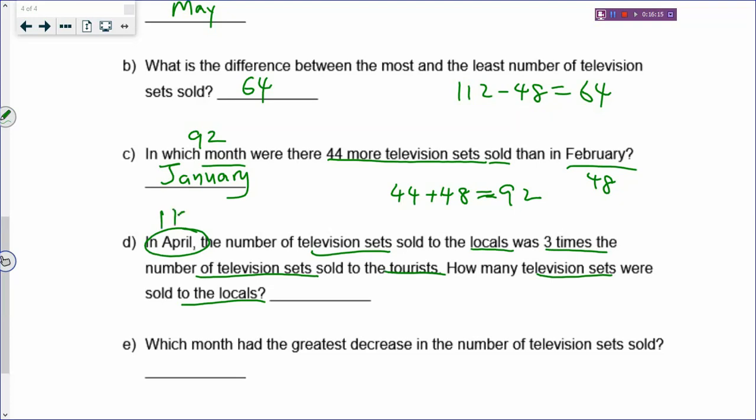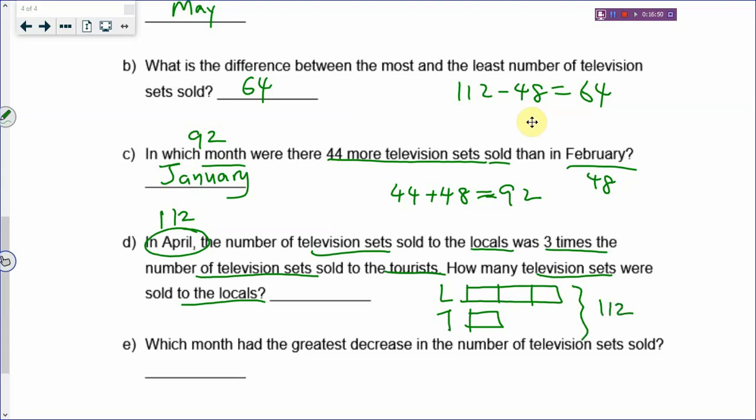So you put down 112, and in April, all these TV sets were sold to the locals and the tourists. And the locals has 3 times compared to the tourists. So the tourists has only 1 time of TV sets, right? So this is talking about April. The TV sets sold to the locals was 3 times the TV sets sold to the tourists. So how many TV sets altogether in this month? Which is 112.